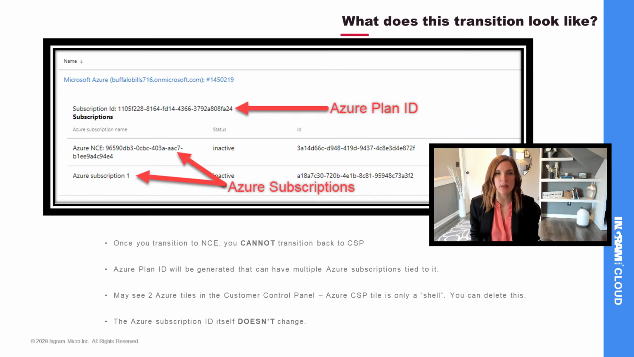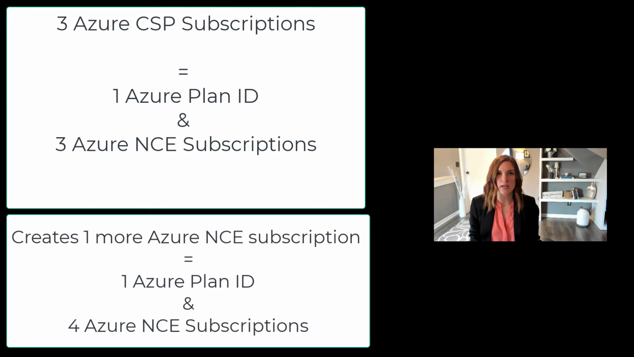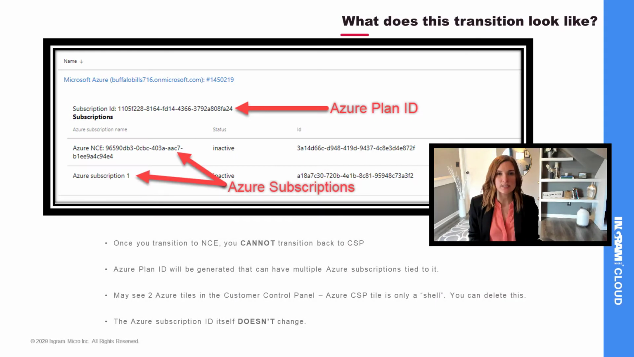You'll now have one Azure Plan ID and one Azure NCE subscription for each Azure CSP subscription there was. For example, if you have a customer that has 3 Azure CSP subscriptions and you transition them to Azure NCE, you'll have one Azure Plan ID and 3 Azure NCE subscriptions that are tied to that one Azure Plan ID. If the customer decides down the road to create another Azure NCE subscription, that subscription will also be tied to the same Azure Plan ID as the other 3. And lastly, when transitioning from Azure CSP to Azure NCE, a new Azure NCE subscription ID will be generated.